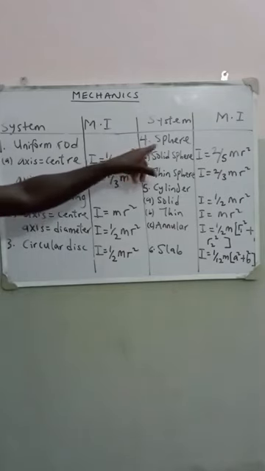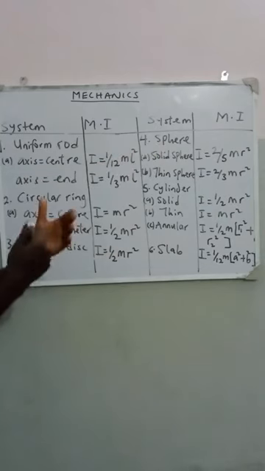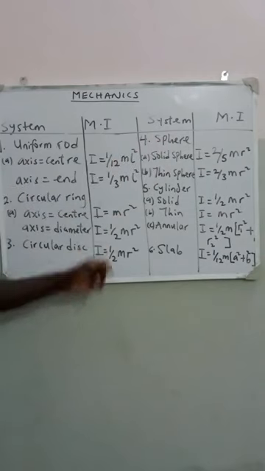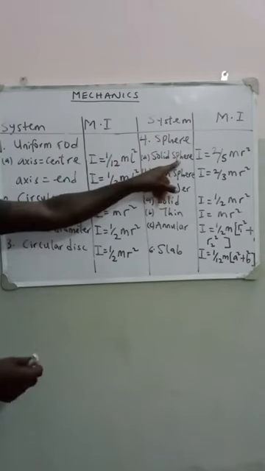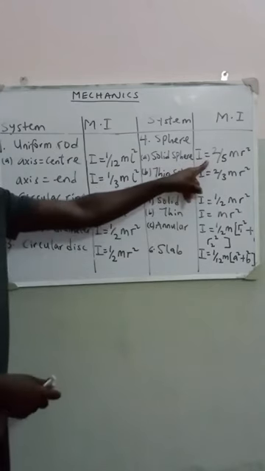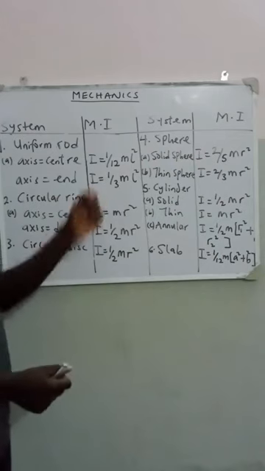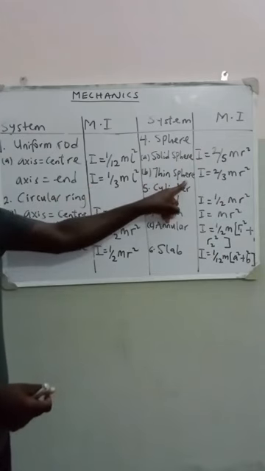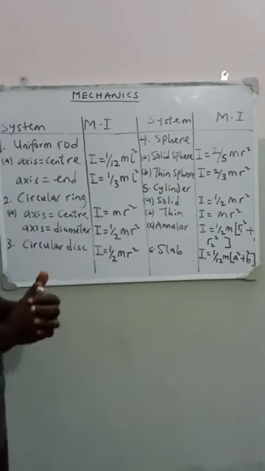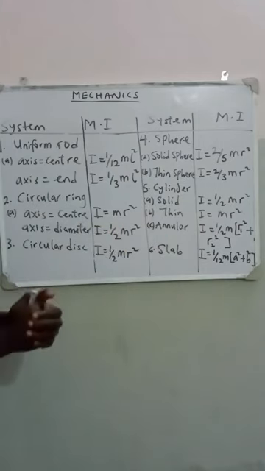Similarly, number 4, for a sphere. For a solid sphere, our moment of inertia formula becomes 2/5 mr squared. If it is a thin sphere, our moment of inertia becomes 2/3 mr squared.